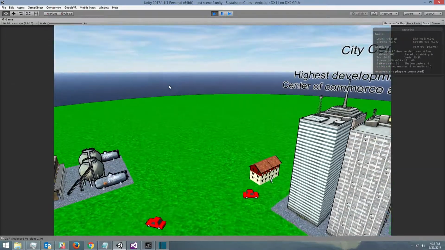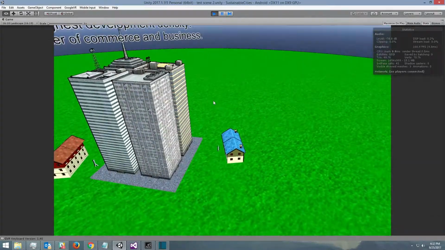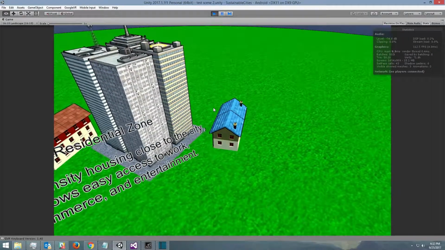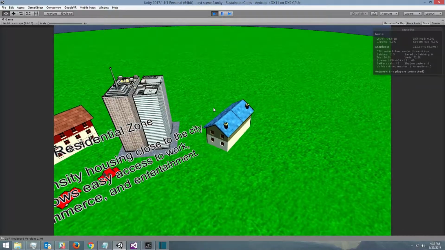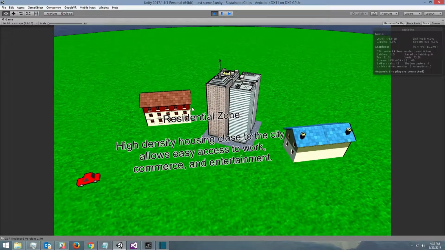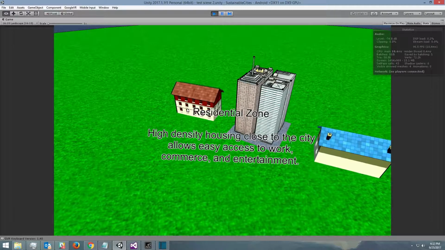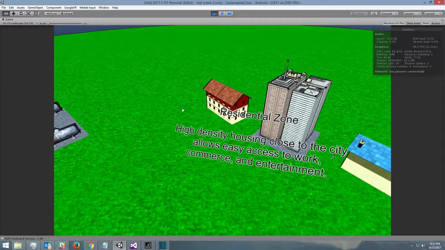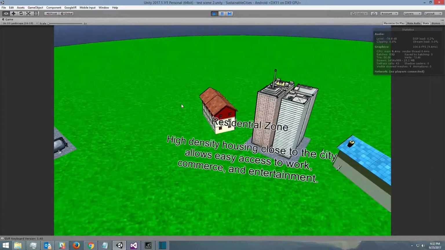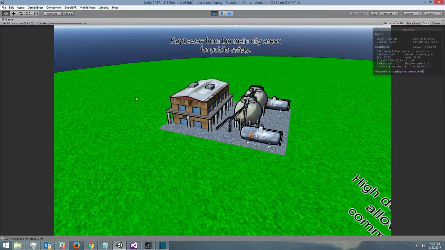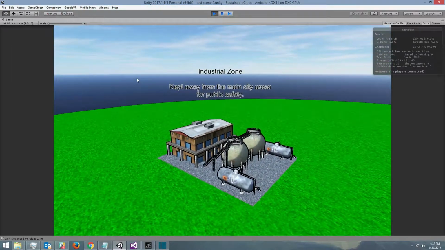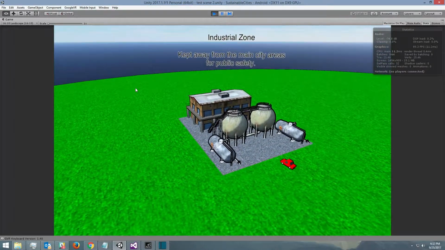If you click, it'll stay like that. And you can also look at the other types of buildings. We also have some residential zones near the center, and finally an industrial area over here.